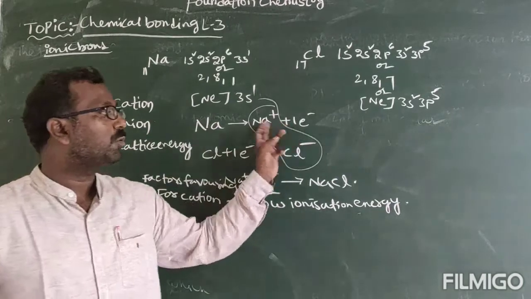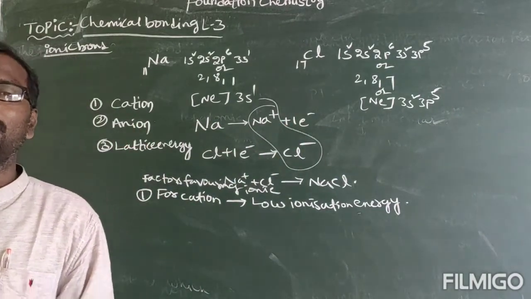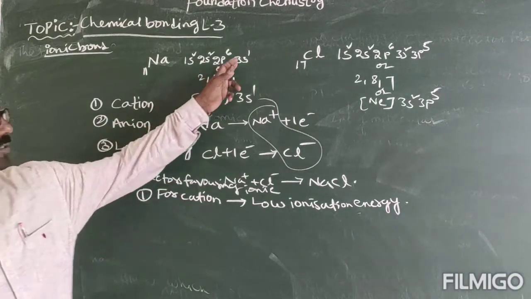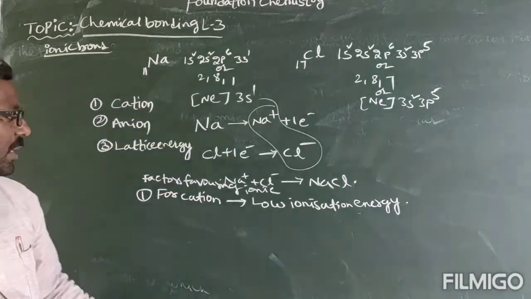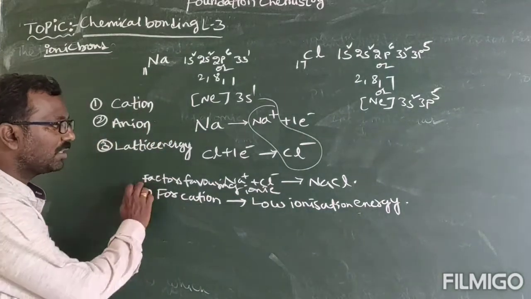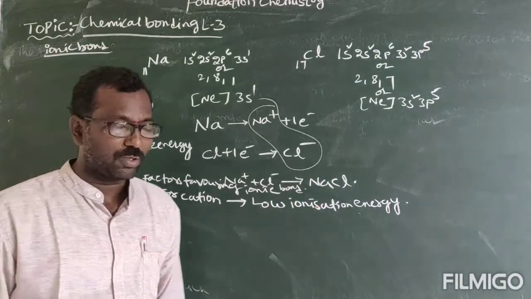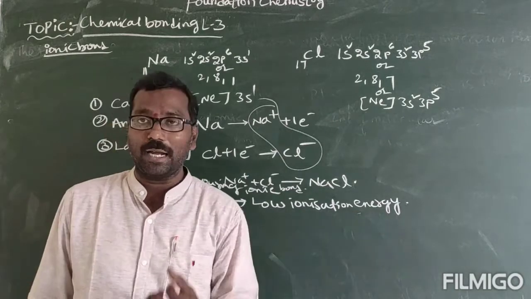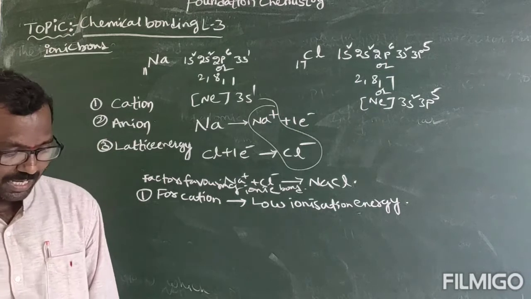See, we have to remove the electron. So for that we should not give more energy. Less, it has to come out immediately. So low ionization energy is required for the formation of cation. Then it forms the ionic bond easily. So the first one is for cation, the cation which is formed should have low ionization energy.